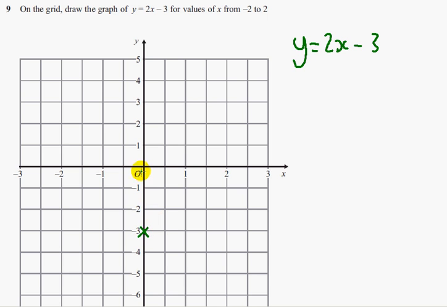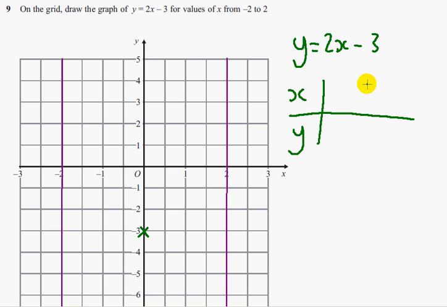Okay. So it says x from minus 2 to 2, so I'm going to draw some imaginary lines in to show you where we're going to draw our lines from. Okay, so only up to here and here. So we're going to need a little table of values, so x's and y's, and we're going to choose 3 points. So when x is 0, when x is 1, and x is 2. And we're going to find out where this straight line is.